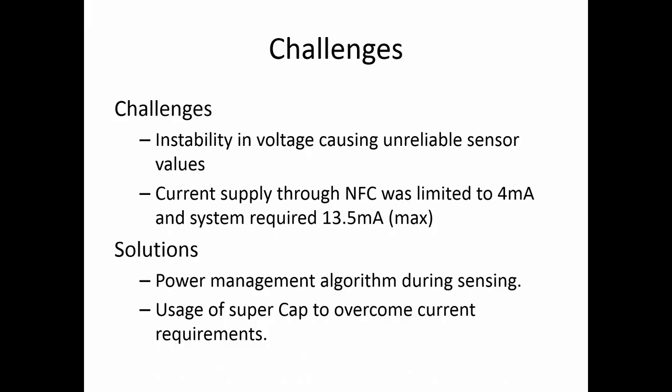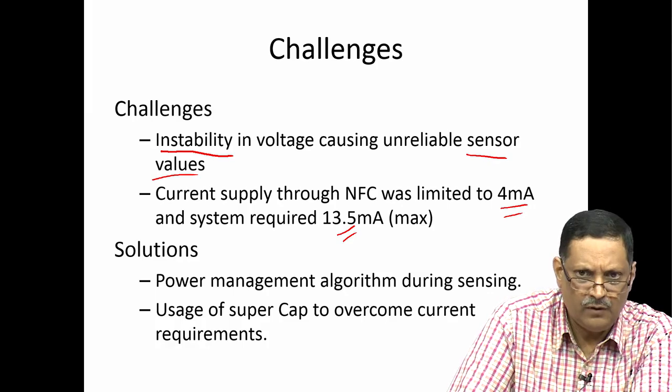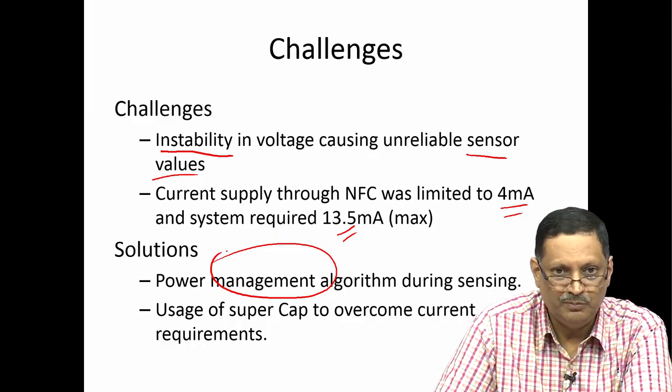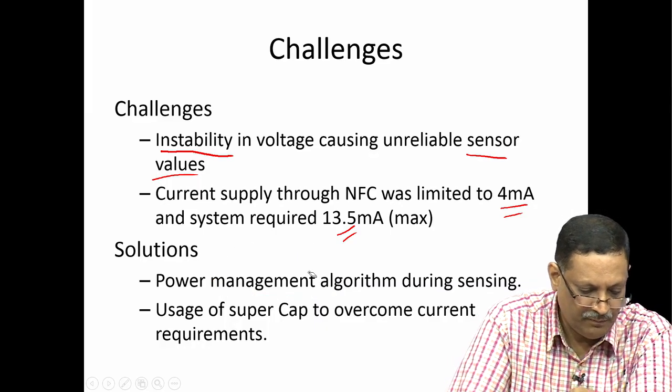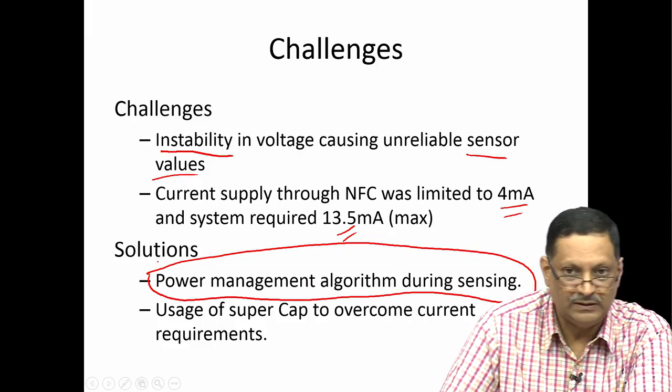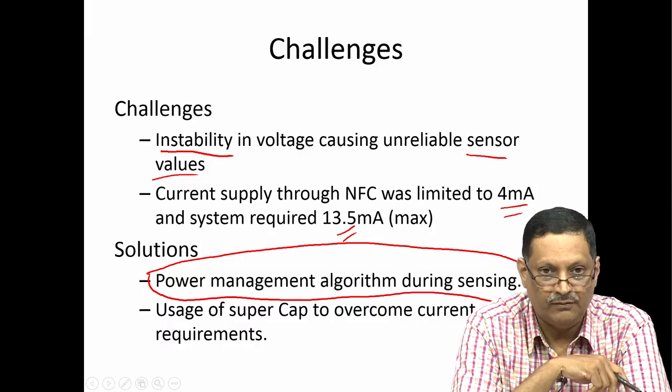So the challenges: there was instability in the voltage causing unreliable sensor values. Current supply through the NFC was limited to 4 milliamperes and the system requires 3.5 milliamperes. Look at what I have written here. The power management algorithm is so important if you really want to pull this off.